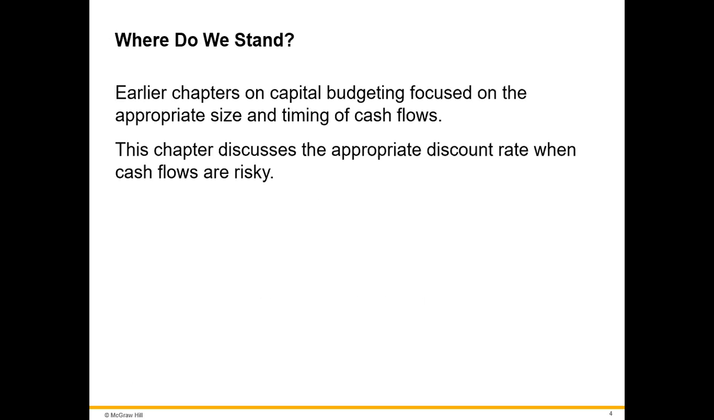So in earlier chapters, when we talked about capital budgeting, we focused on the appropriate size and timing of cash flows. And we discounted them. Well, in this chapter, we're going to show you how to determine the appropriate discount rate, especially when cash flows are risky.